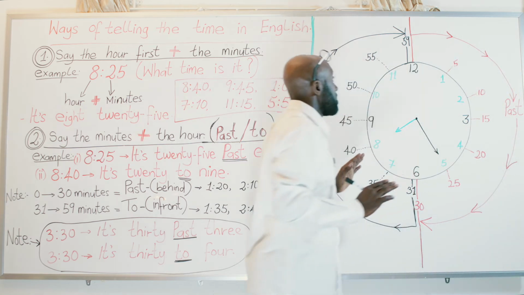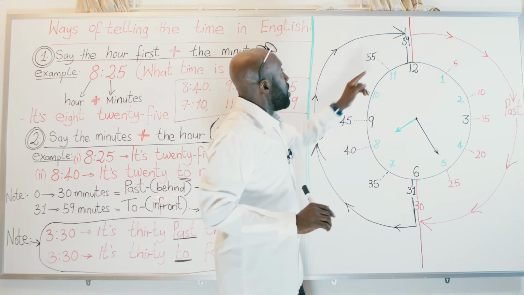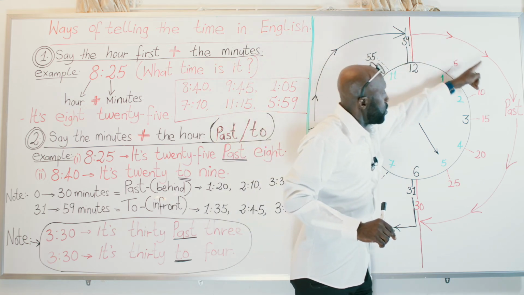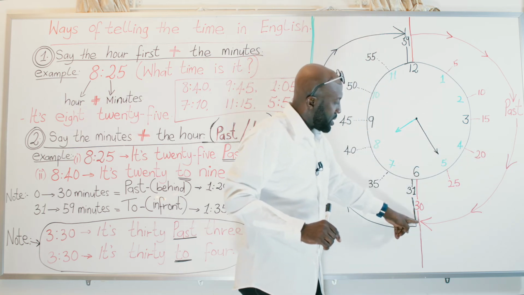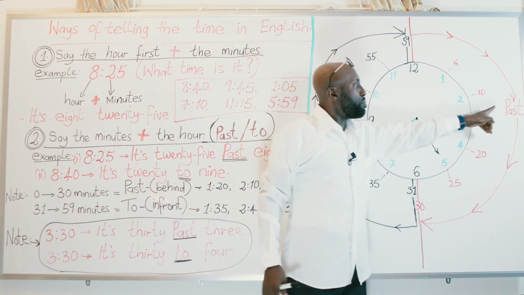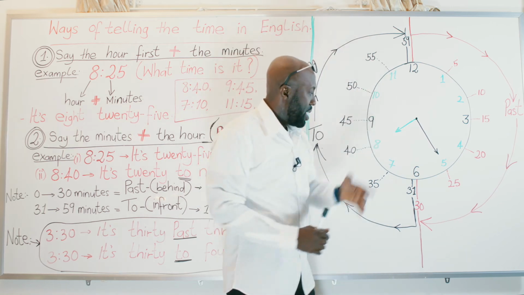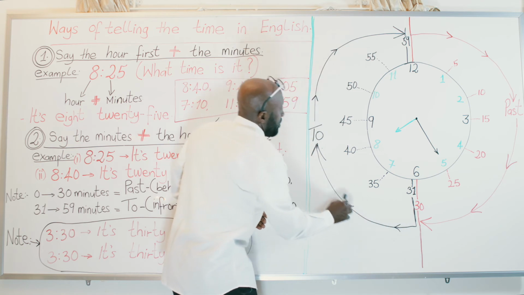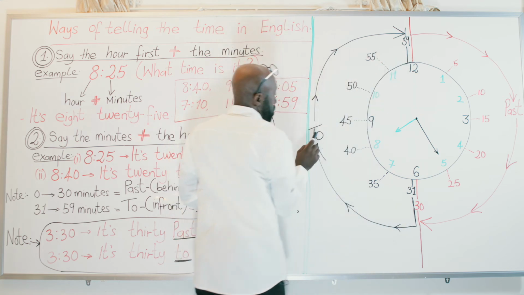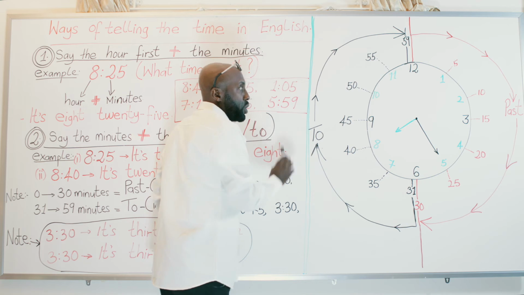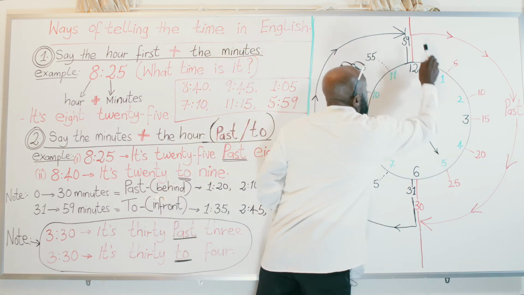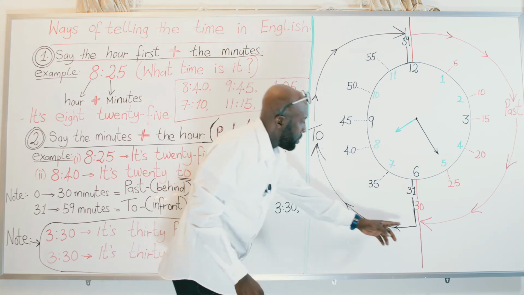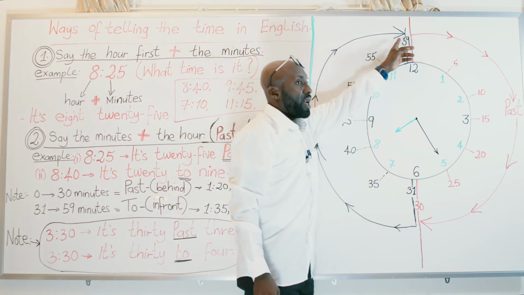Let's look at this. Okay, as I told you, from 0 minutes here to 30 minutes, you use past, behind. And from 31 minutes here, you get right up to 59 minutes, you are going to use to. So you have past from 0 to 30 and to from 31 to 59.